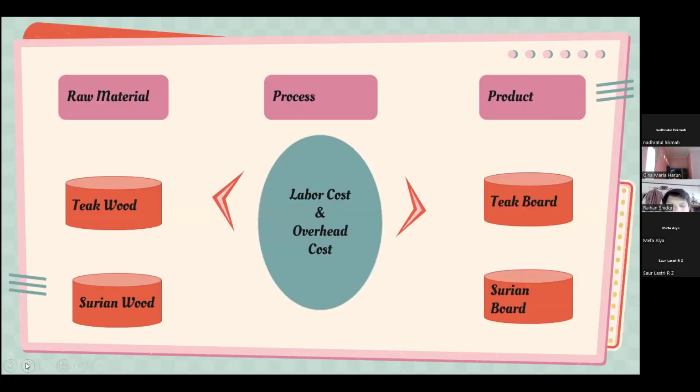So this is the diagram of the labor costs and overhead costs. For example, we use teak wood and Syrian wood as raw materials, which will be processed by labor costs and overhead costs, and it will result in the products teak board and Syrian board.